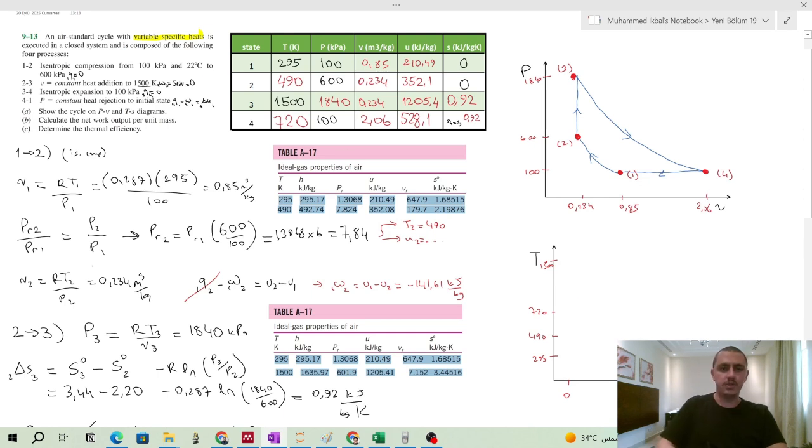Okay, so let's put the points. At the beginning, you have 0 entropy. You are here, and your temperature is here. Okay, from 1 to 2, you are doing an isentropic process. No entropy change. Okay, you are going to this point. So this is 1. This is 2.